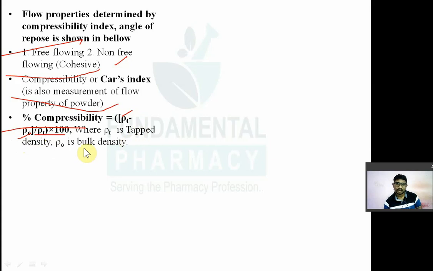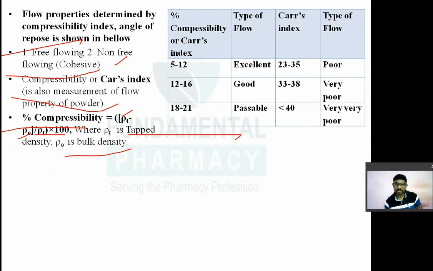So here, tap density and bulk density. Rho T is nothing but the tap density and rho 0 is nothing but the bulk density. So tap density minus bulk density divided by tap density into 100, that is the compressibility index or it is known as the Carr's index. ये डिटरमाइन करना पड़ता है आपको पाउडर का. So percent compressibility index.